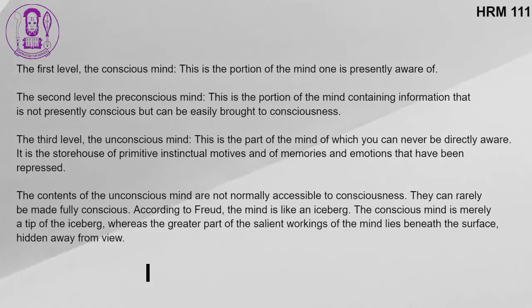The first level, the conscious mind, is the portion of the mind one is presently aware of. The second level is the preconscious mind. This is the portion of the mind containing information that is not presently conscious but can be easily brought to consciousness. The third level, the unconscious mind, is the part of the mind of which you can never be directly aware. It is the storehouse of primitive instinctual motives and of memories and emotions that have been repressed.